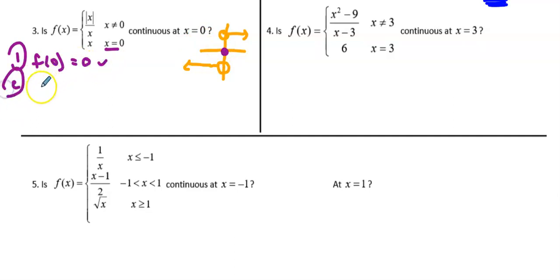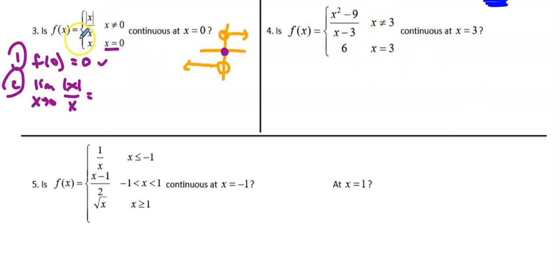Then we look at the second question and it says, okay, is the limit as x approaches 0 of the absolute value of x over x? Now, in this particular example, you can see that this is a not equals to and equals to, and we're going to do another similar question over here.